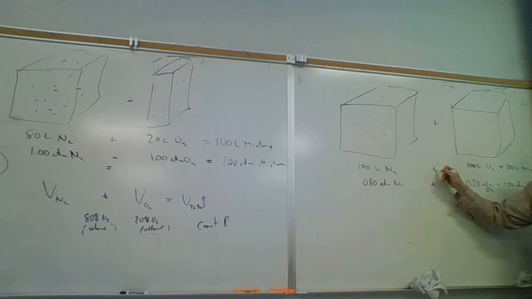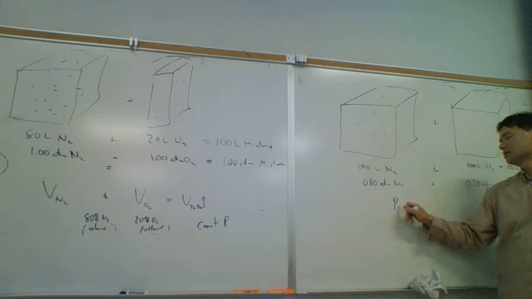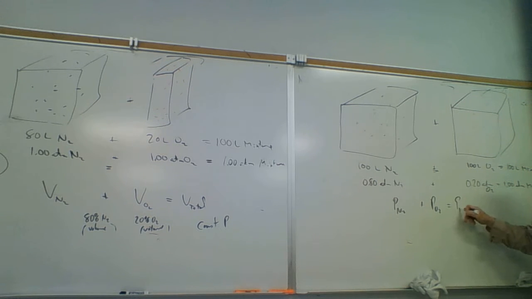In other words, the pressure is constant. And so in this case, the pressure of the nitrogen plus the pressure of the oxygen is equal to the total pressure. And the volume is constant. Everything has 100 liters, or everything has the same volume.